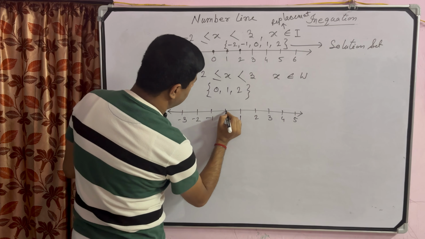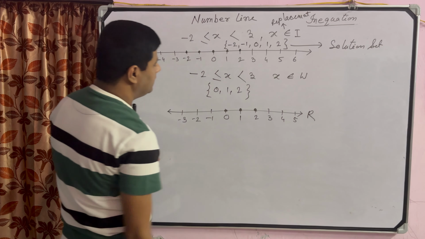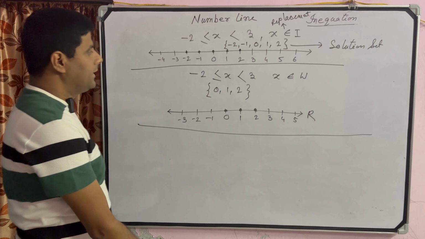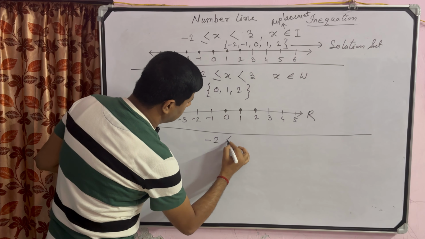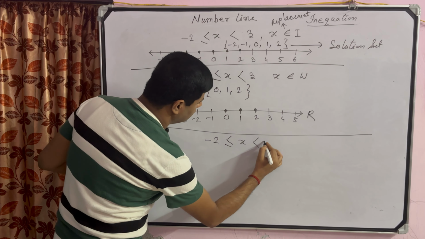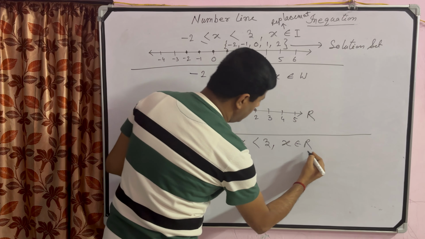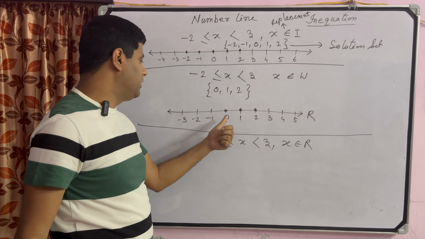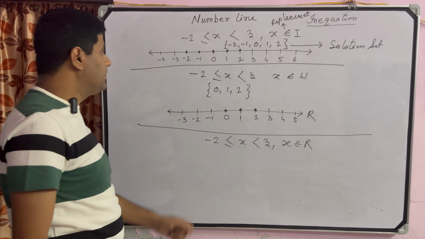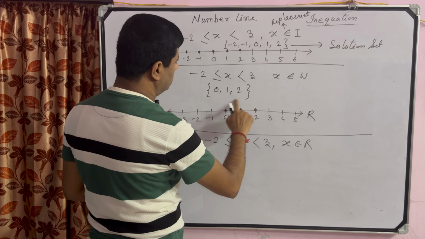So it can be 0, 1 and 2. This is the way you can do that. And the third scenario I'm going to talk about, suppose I'm taking the same thing, -2 is lesser than or equal to x and lesser than 3, but here x is a real number. Now real number means all the real values, including 1.1, 1.2, 0.1, -1.1, all these numbers will also come. So in that case, we cannot write it down in this form.